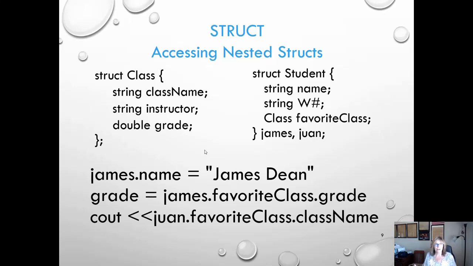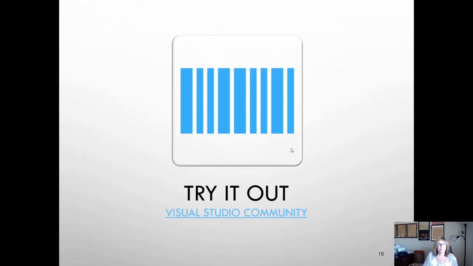And then if I wanted to display, for instance, Juan's favorite class, the name of Juan's favorite class, I just use the variable Juan, dot favorite class for the class member, and then I have to tell it which one of the class members I'm trying to access. So we're just going to display class name. All right, so how about if we try this out? We'll write some code using structs.